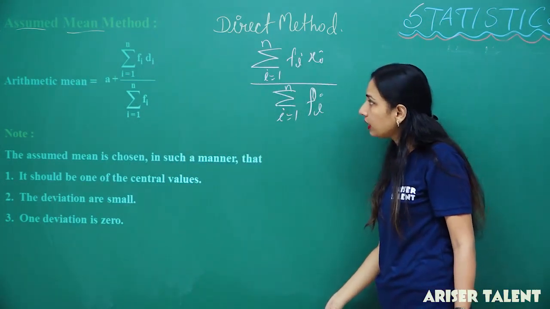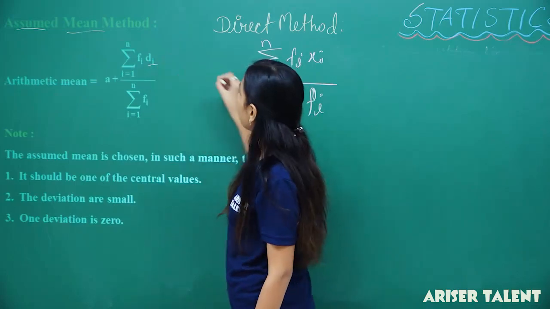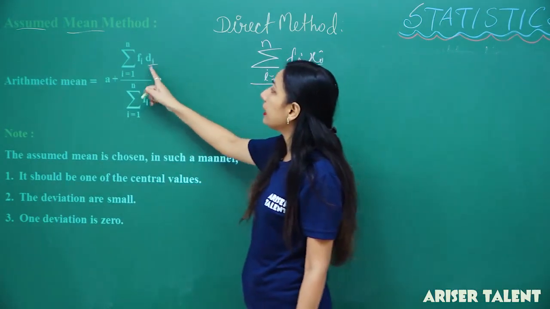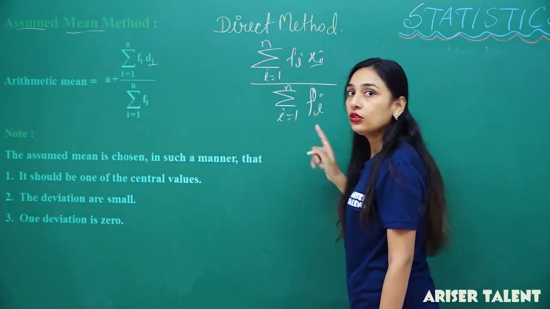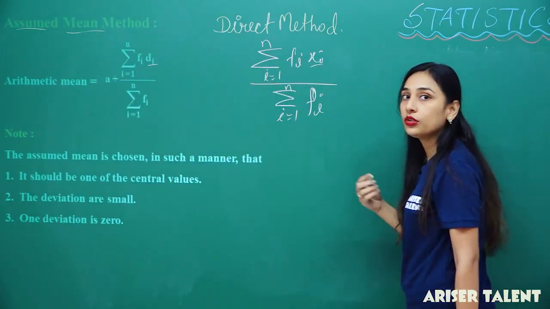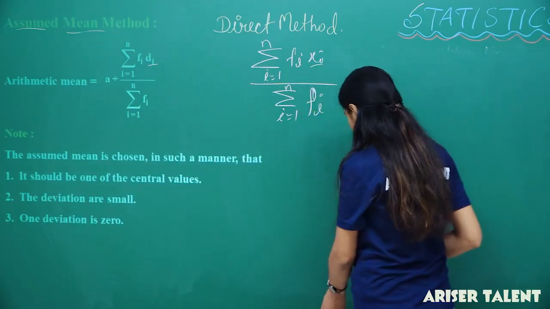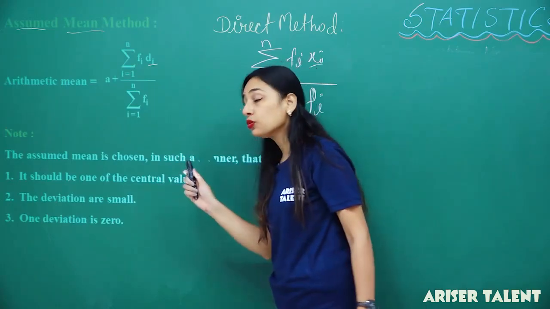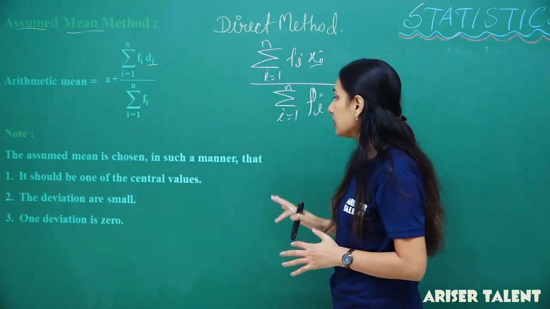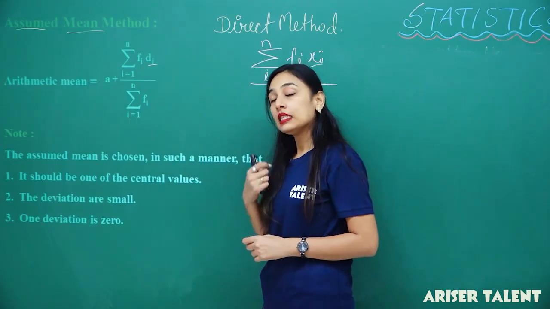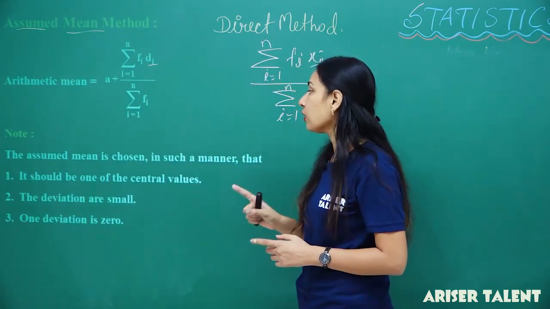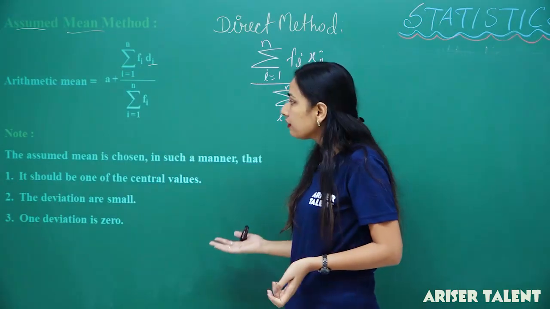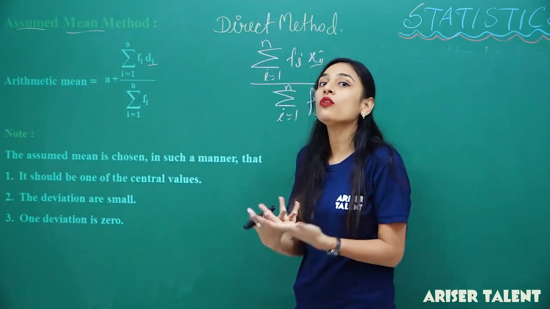Now what has been changed? If you look carefully, there will be a difference of di and xi. This is the actual difference. You have put di here in the place of xi. So this is the change we are going to talk about. So first, there are some points to discuss. The assumed mean is chosen in such a manner that it should be one of the central values. Now I'll tell you what is the meaning of central value and what is the meaning of one of the central values.